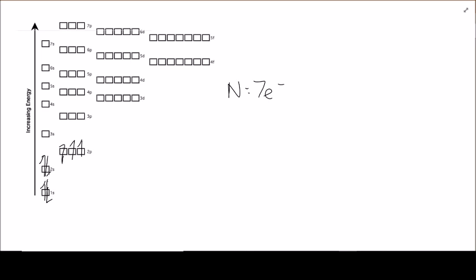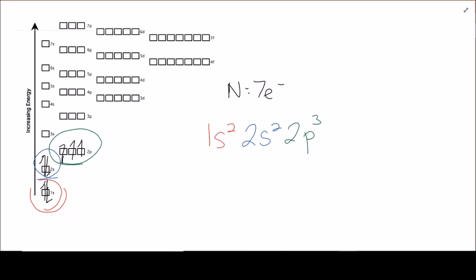So when drawing the electron configuration, we have 2 electrons in the 1s orbital. So we would write 1s2. We have 2 electrons in the 2s orbital. So we would write 2s2. And we have 3 electrons in the 2p orbital. So we would write 2p3. And this would be the electron configuration of nitrogen.